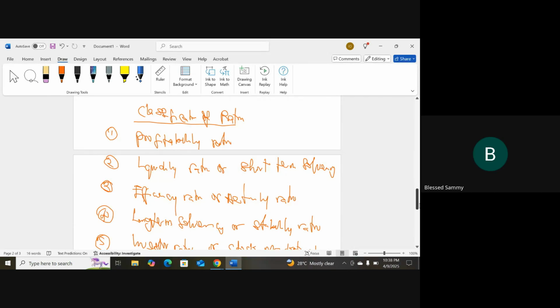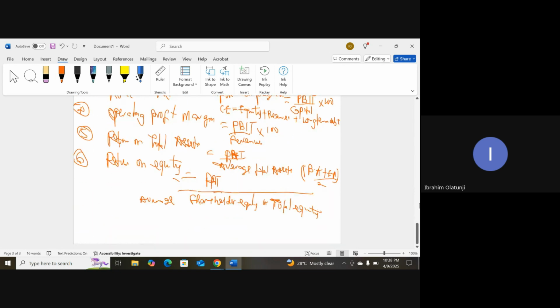Sir, please, can you help me explain that return on total assets, the beginning and the ending part? When we say return on total asset, the formula is profit after tax all over average total asset.